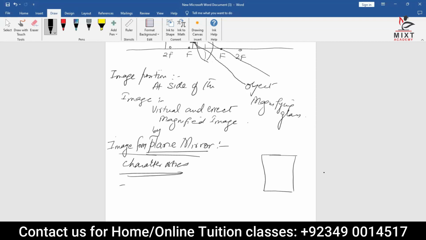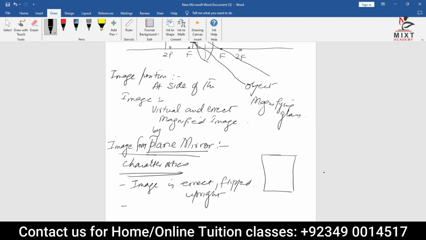The image is erect. That's the first thing. And one more thing. It's flipped as well. Flip means your left hand will be the image's right hand and your right hand will be the image's left hand. One more word is used here, upright. Upright means straight. So another word for erect is upright. What else? Other characteristics.